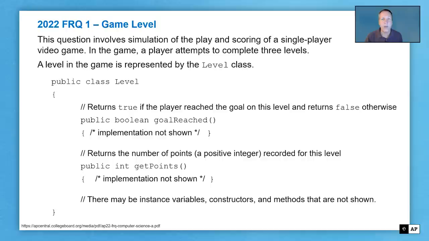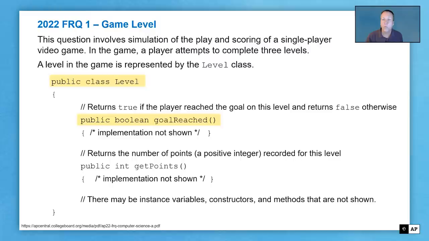First of all, this question involves a simulation of the play and scoring of a single player video game. We're going to have a few classes. In the game, a player attempts to complete 3 levels. The level of the game is represented by this Level class, which has a number of methods. The first one is a goalReached method. It returns a boolean: true if the player reached the goal in this level, false otherwise.